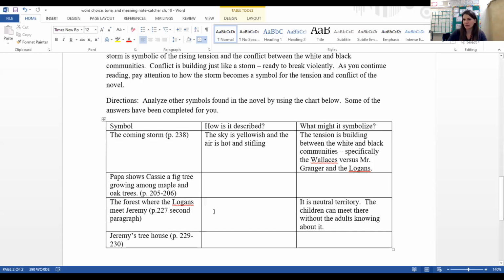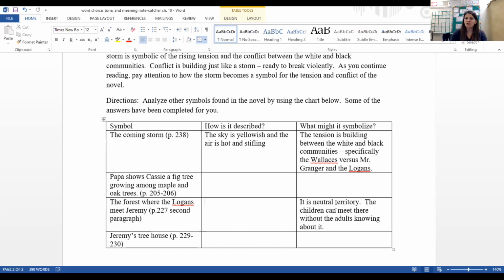I give you the symbolism because this is a little trickier. It is neutral territory. What does neutral mean? Think of World War II, Switzerland, right? They didn't fight. Okay, there's no fighting there. It's a spot where they can both go, where their parents aren't going to see them, so the children can meet there without the adults knowing, and they can still get along and be friends.